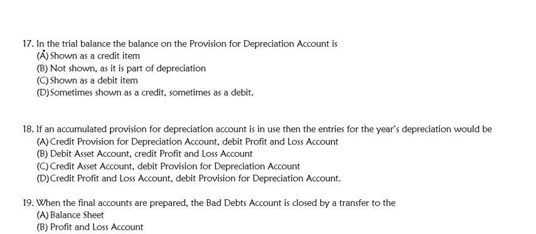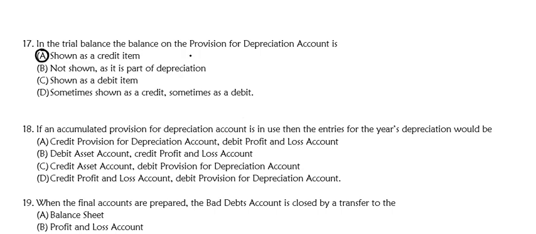In the trial balance, the balance on the provision for depreciation account is shown as a credit in the trial balance. The rest of the options are wrong.